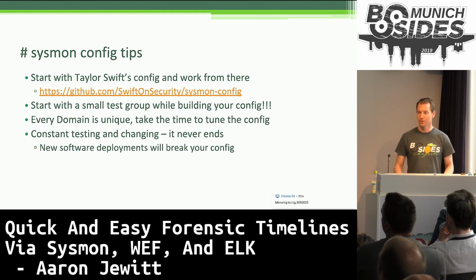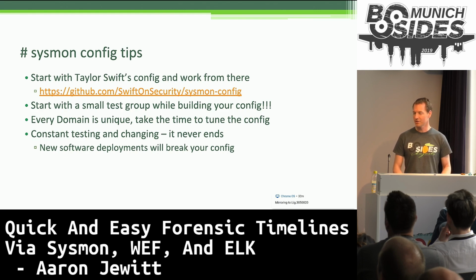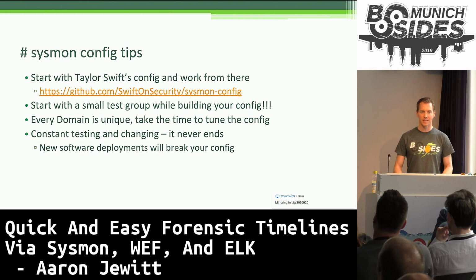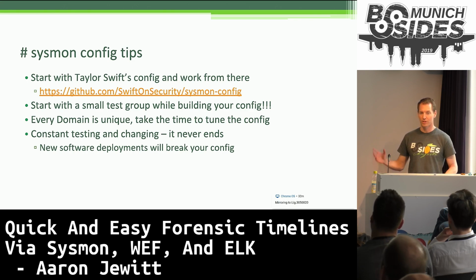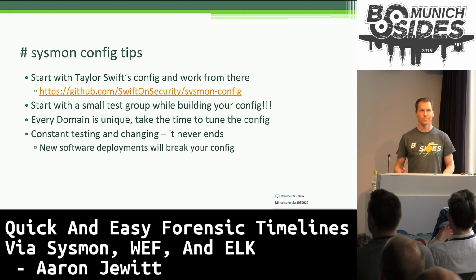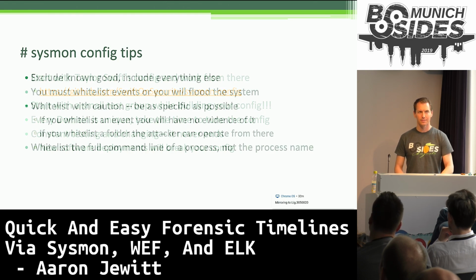All right, so you manage it via config file. If you haven't looked at it, Swift on Security put out a config file. The community's been adding to it. It's a great place to start. And I say start, as in you will have to make changes to it for your domain. You cannot just take this and plug it in. Every domain is unique. You're going to have scripts, as I mentioned from that first meme, where some sysadmin is doing some weird stuff out there and you're going to have to whitelist it because it's just going to flood your logs. Constant testing and changing. It never ends. Somebody's going to go buy some new software and it's going to wreck your config, and you're going to have to tune that out.